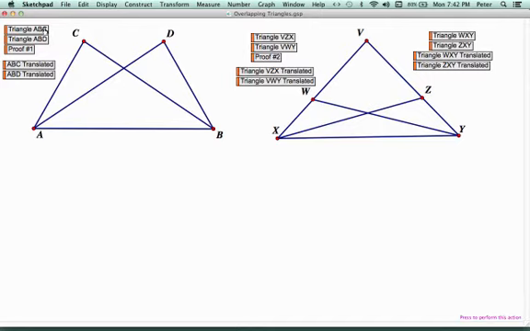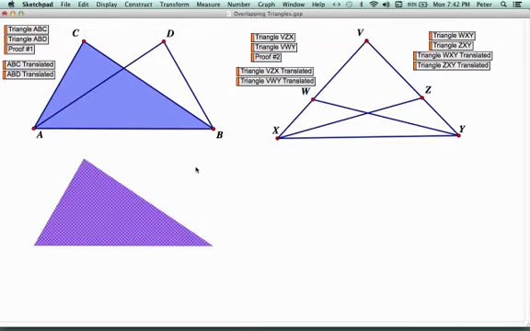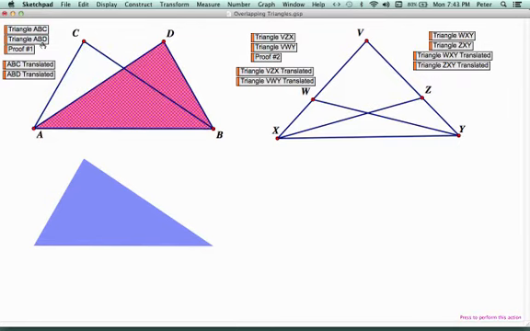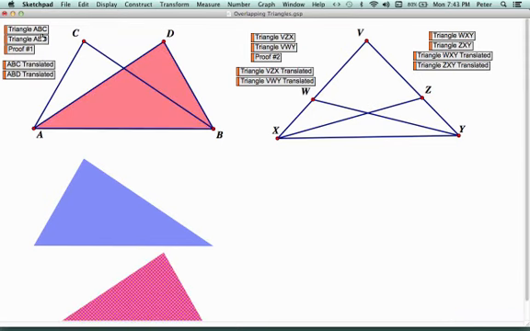Now let's take a look. Here's triangle ABC, and I can translate it down there. Triangle ABD is that triangle. So let's move that also. So you can see that the two triangles were overlapping and they share a common part. Can you see which side or angle is common to both?